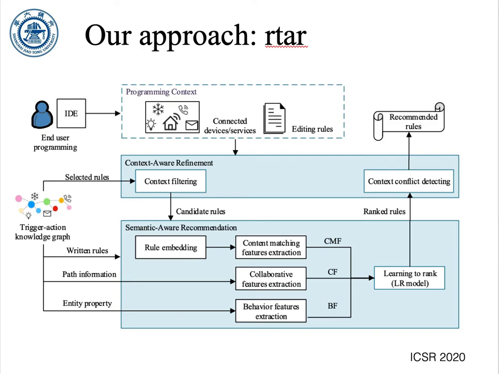For each candidate rule, it extracts 3 types of well-designed features from TAC and trains a ranking model for rule recommendations: the collaborative features, the content matching feature, and the behavior features. Third, learning to rank. A pointwise approach based on a logistic regression model is applied to rank the candidate rules, and returns top N ones. Finally, context conflict detecting. The ranked top N rules will be checked whether they have conflicts with editing rules. Next, I will detail the key steps.